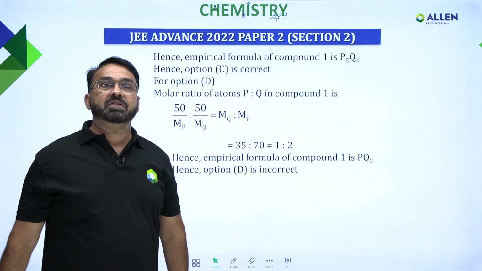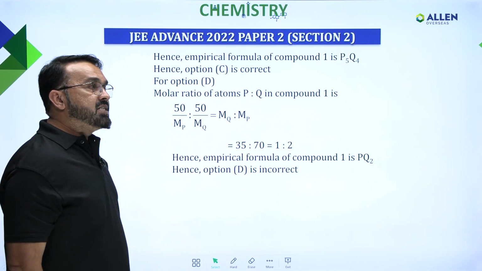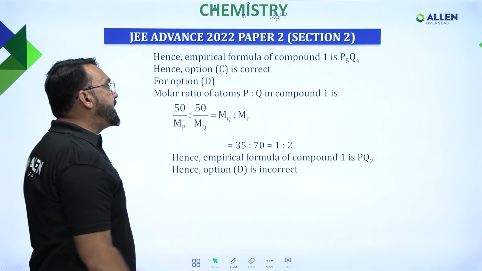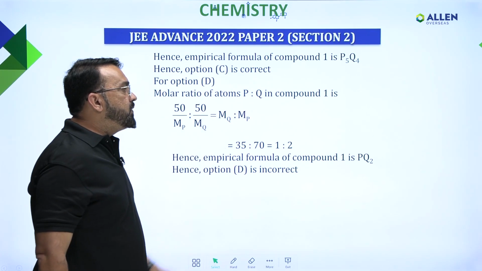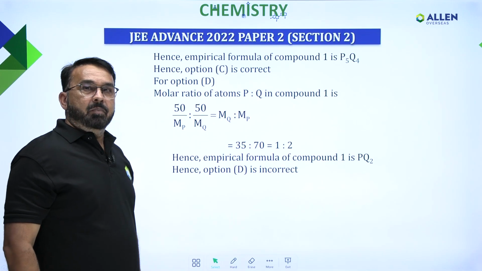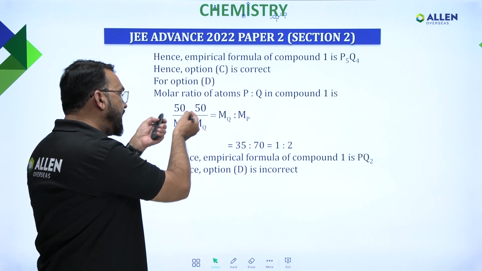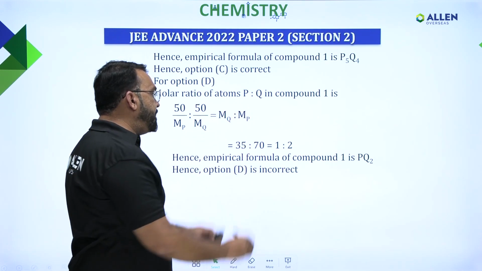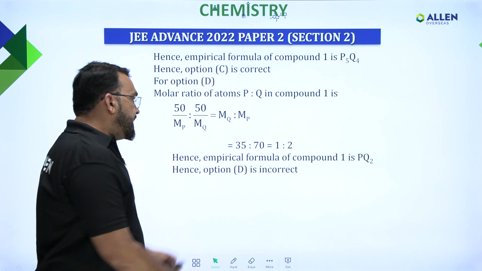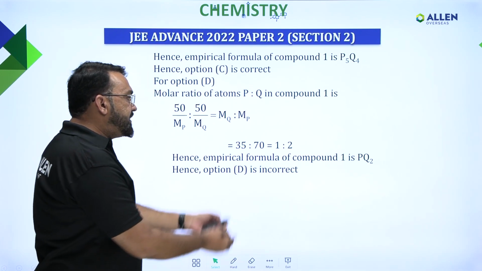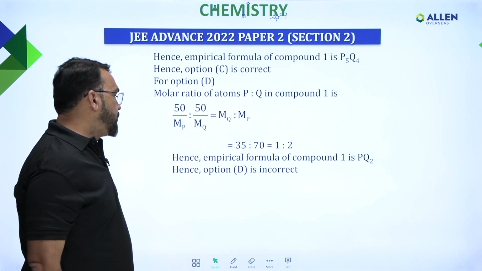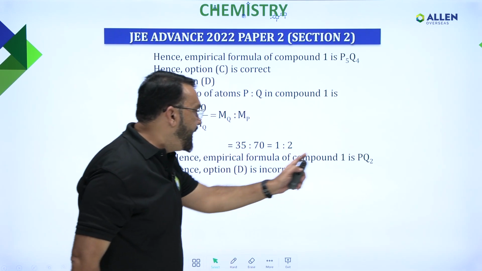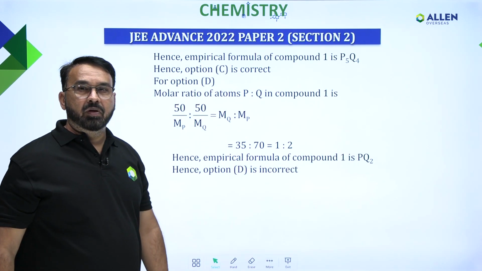Now we have to prove that option D is incorrect. The statement given in option D is incorrect, as we understand from this explanation. For option D, the molar ratio of atoms P is to Q in the compound 1 is percentage composition divided by atomic mass. 50 upon MP is to 50 upon MQ. So the ratio will be equal to MQ is to MP, that is 35:70, which is equal to 1:2. Hence, we can say that the empirical formula of the compound 1 will be PQ2.